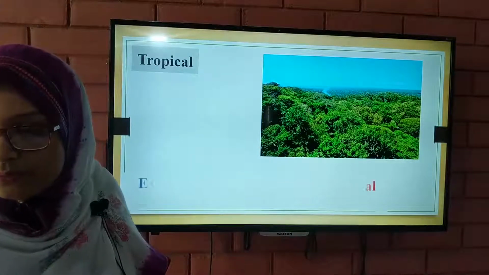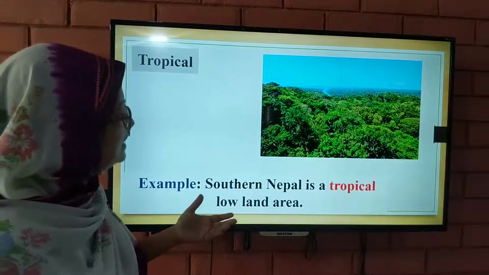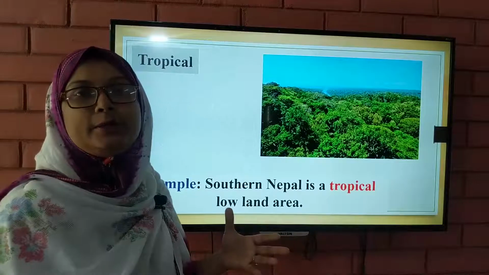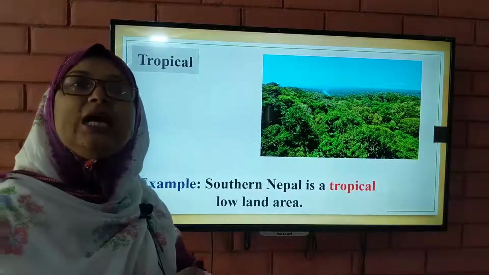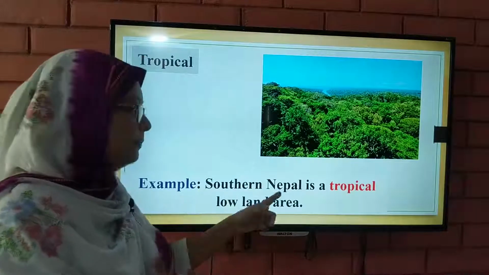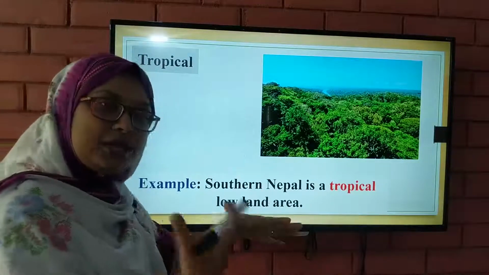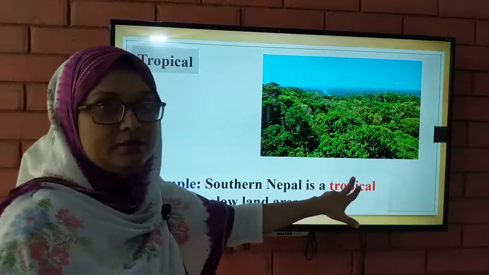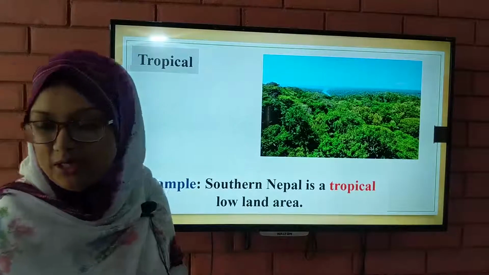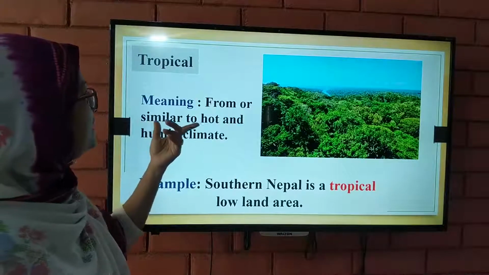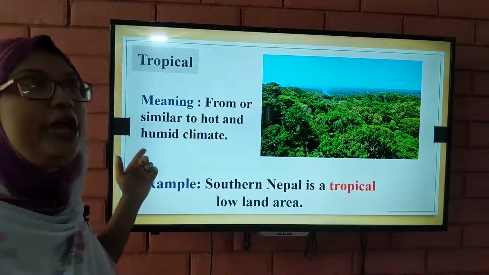So look at the example. Southern Nepal is a tropical lowland area. That means the southern part of Nepal has such an area which is tropical. Okay. So what is tropical? Tropical is from or similar to a hot and humid climate.